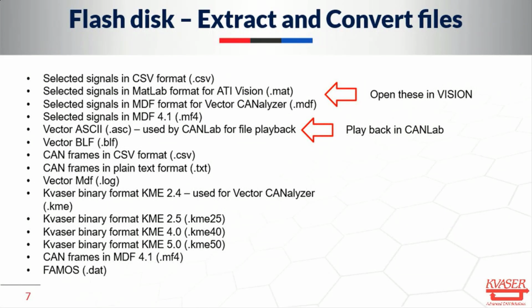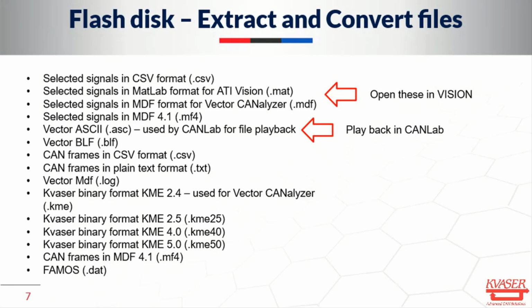So here's a list of the formats that are extractable, and I have red arrows pointing to which ones you would open. I think there are 3 of them there. They're supposed to be highlighted yellow, and they're not. Something the application took out. But open the top 3 in Vision, and there's one that you open in CANLab to do a playback.